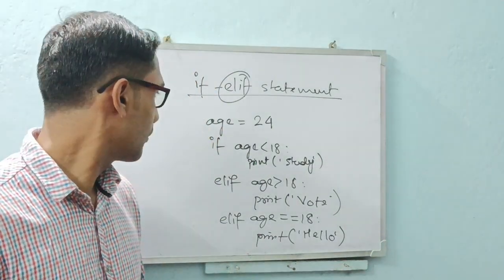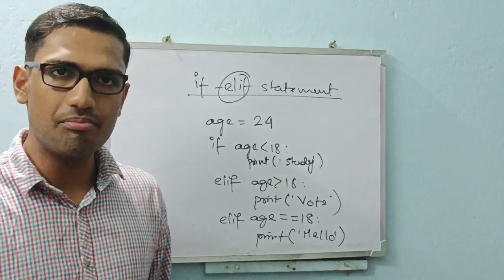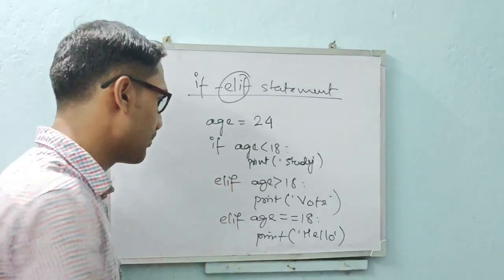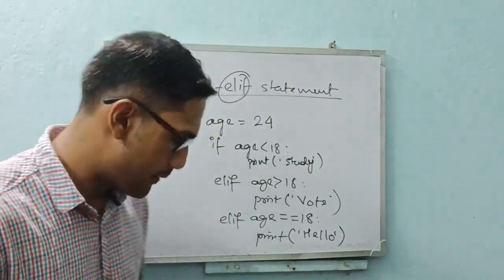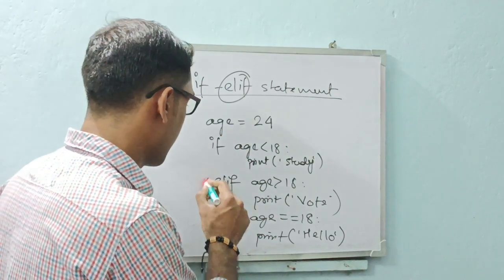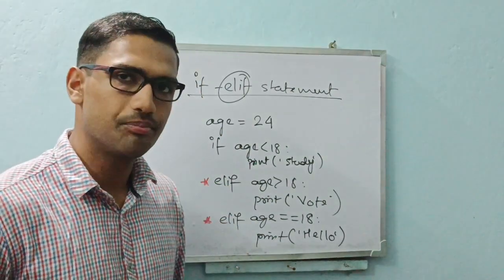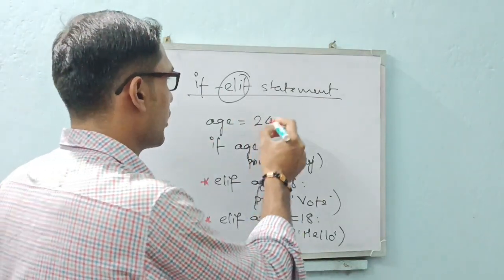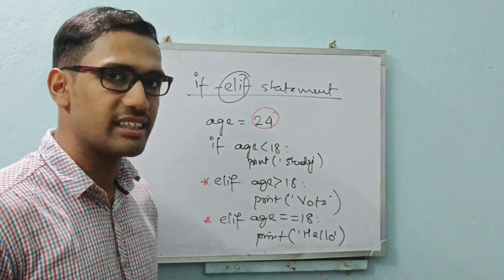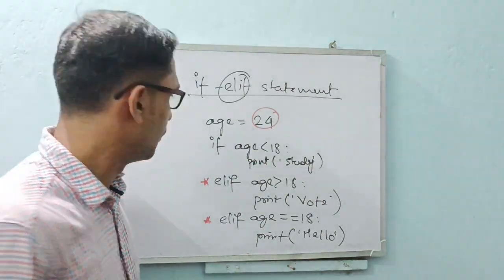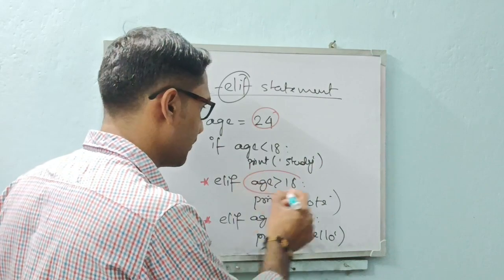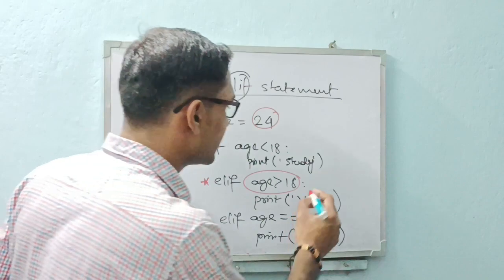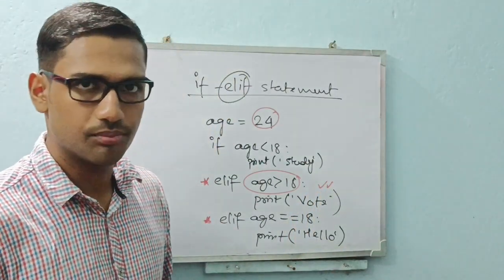See, here I have given 3 conditions, but try to observe the conditions given with elif. Clear? Now, in this case the age is 24. So which particular condition is true? This one. Why? Because 24 is greater than 18. So this particular condition will get evaluated.